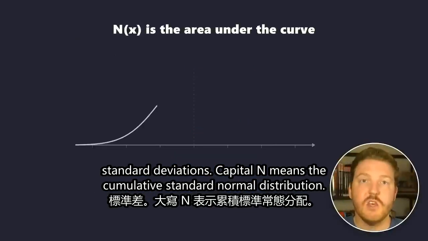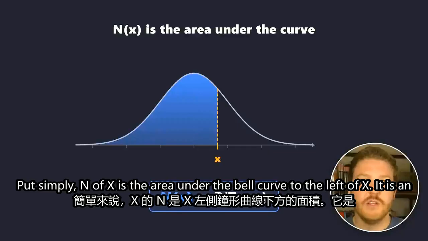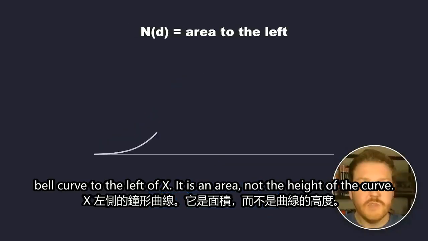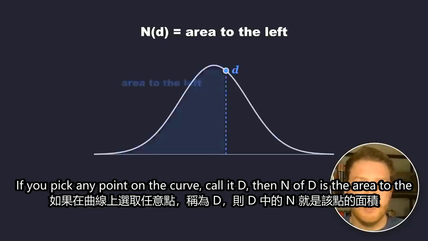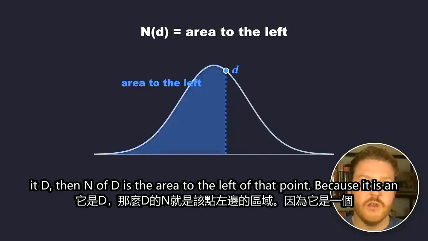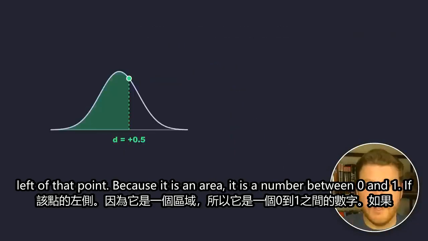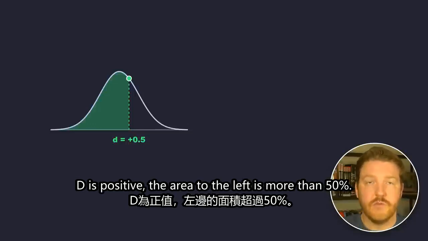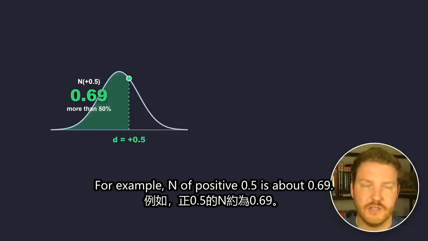Capital N means the cumulative standard normal distribution. Put simply, N of x is the area under the bell curve to the left of x. It is an area, not the height of the curve. If you pick any point on the curve, call it d, then N of d is the area to the left of that point. Because it is an area, it is a number between 0 and 1. If d is positive, the area to the left is more than 50%. For example, N of positive 0.5 is about 0.69.